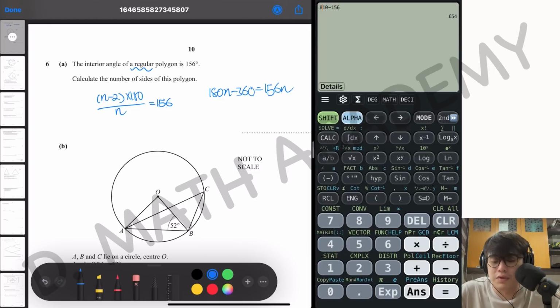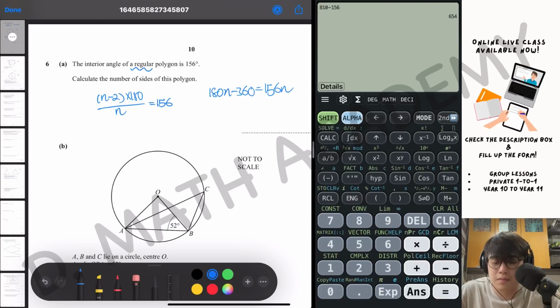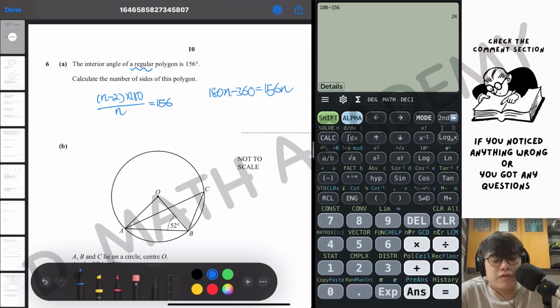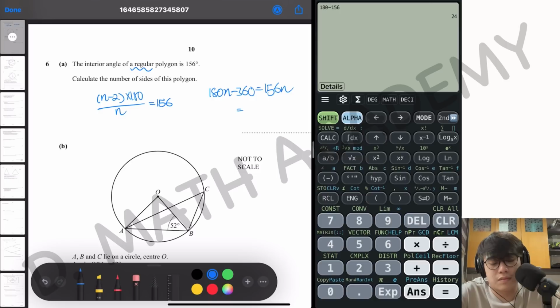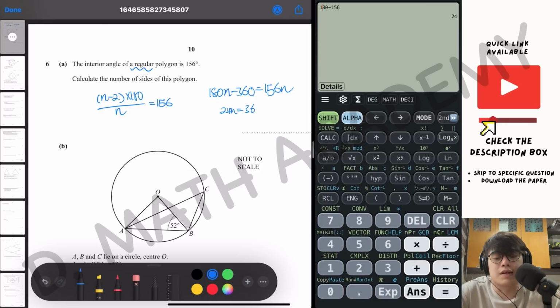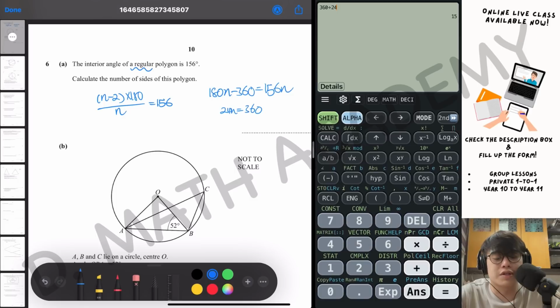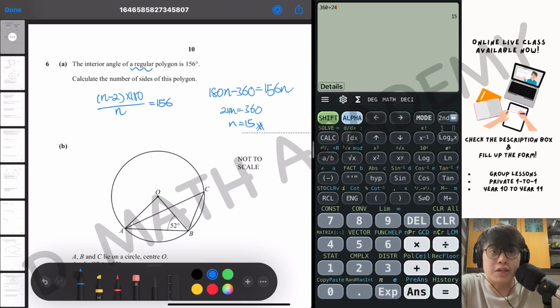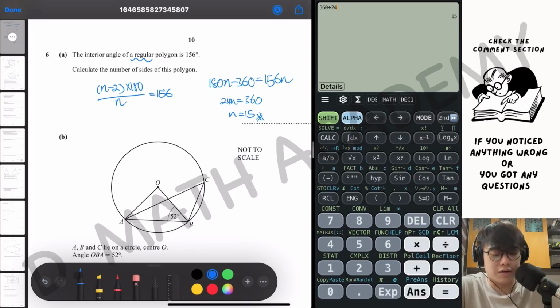Okay, you will get your results as 24n equals 360. Then take 360 divided by 24, and you get your answer as 15. So that's pretty much it for question 6a here.